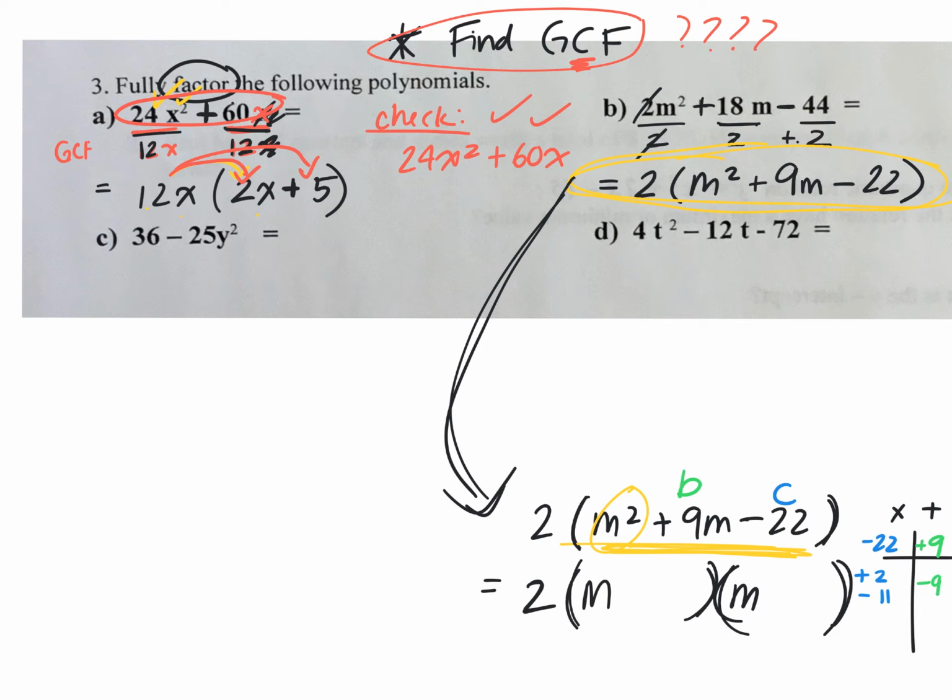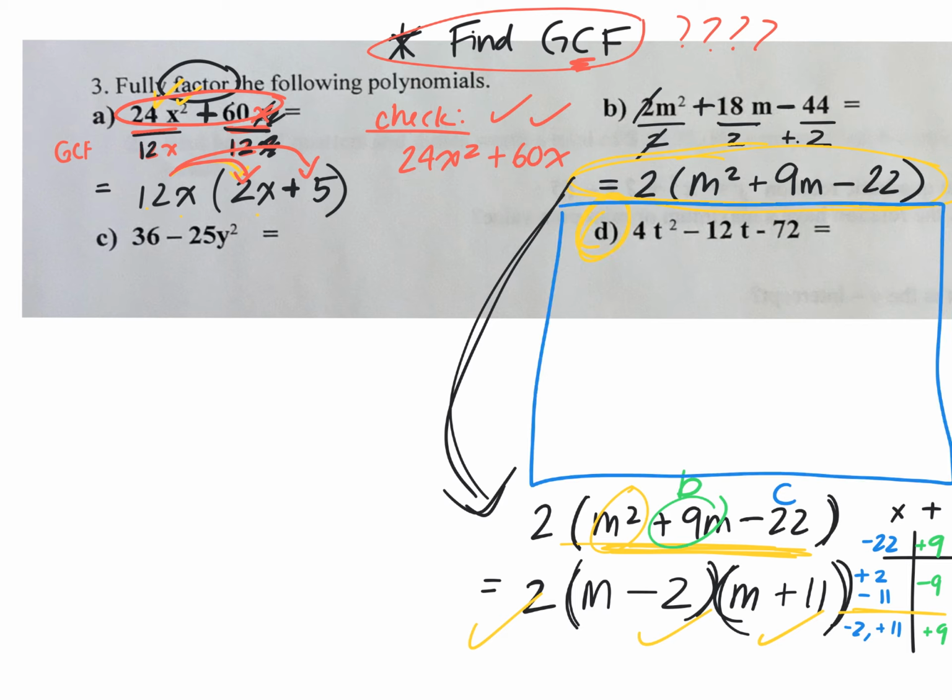No, that equals negative 9. So let's try negative 2 and positive 11 gives me positive 9, right? It has to add up to positive 9. So it's going to be m minus 2 and m plus 11. Now this is fully factored. That's 3 marks.